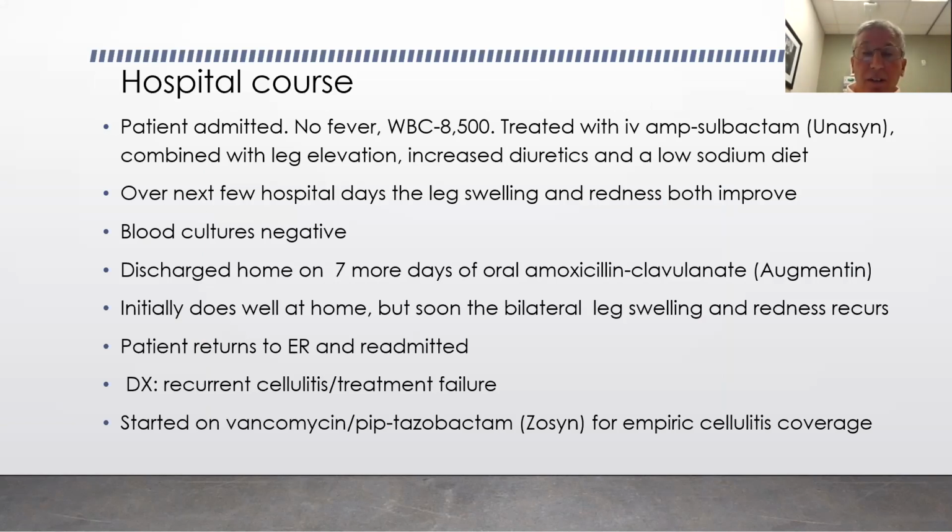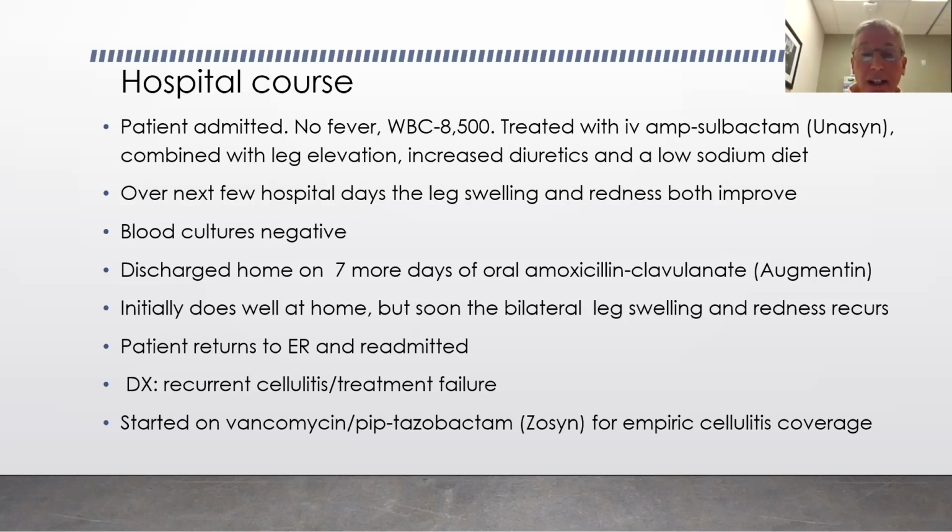He has no fever. His white count's normal. He's given the standard IV antibiotics. His legs are elevated. He's given increasing diuretics, a low sodium diet. Over the next few hospital days, the leg swelling and redness both improve. Blood cultures are negative. And he's discharged home on another week of oral Augmentin, which is like the equivalent of the IV antibiotic in pill form.